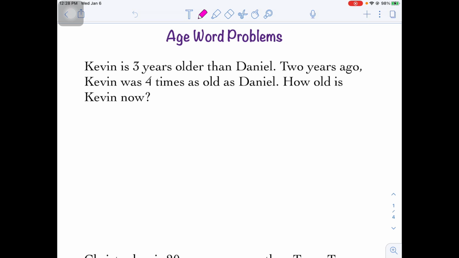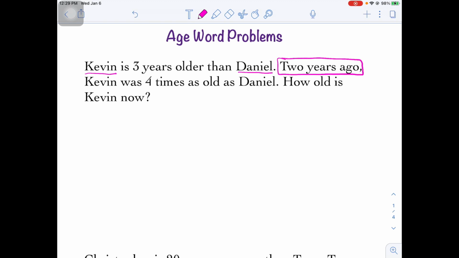Kevin is 3 years older than Daniel. So we have two people we're talking about, Kevin and Daniel, and one of them is 3 years older than the other. 2 years ago, so we're talking about a time in the past, Kevin was 4 times as old as Daniel. So we're talking about now and 2 years ago. And he wants us to use that information to find out how old Kevin is now.